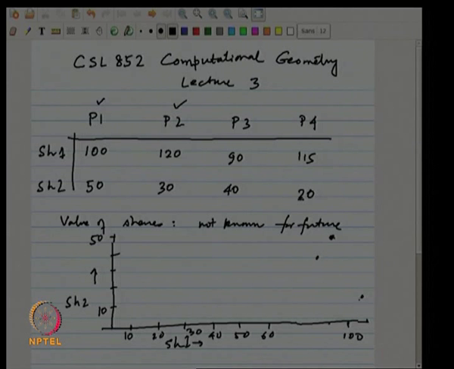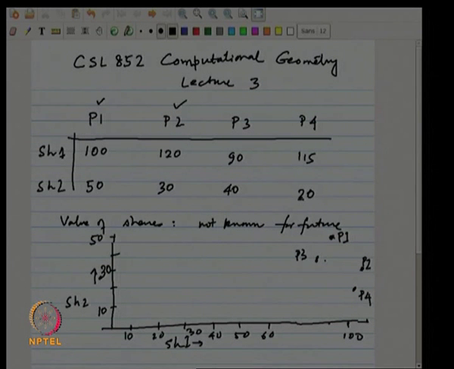So just a moment. Then, no, 115. So I'm sorry, this was incorrect. That was 30, right? This is 30. So 100 and P2 is 120 and 30. So it's about here. This is P2. This is P1. This is P3, and P4 is 115 and 20, right? So somewhere here, this is P4. Okay, sorry, the example says that all the points are clustered on this end.